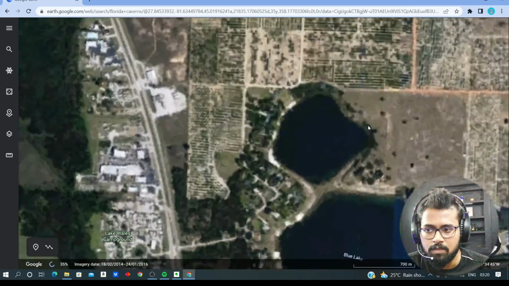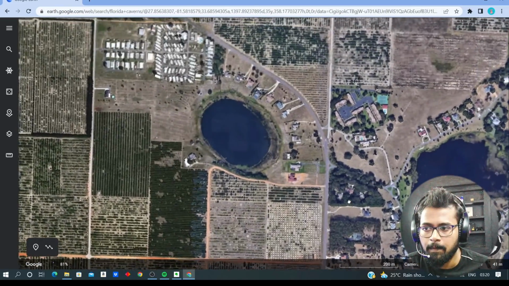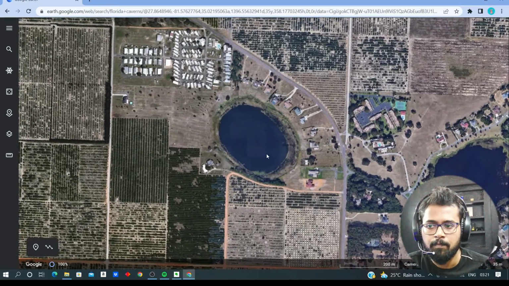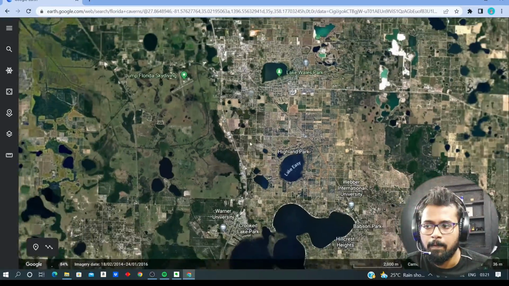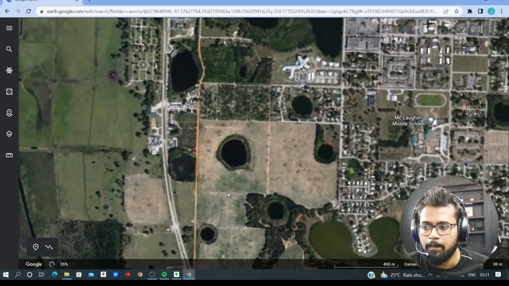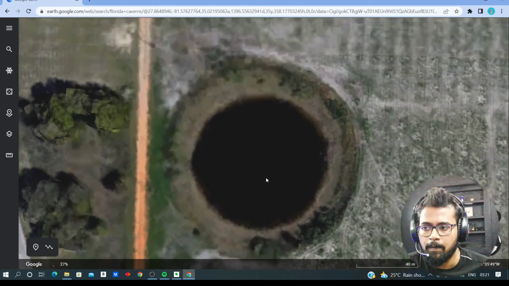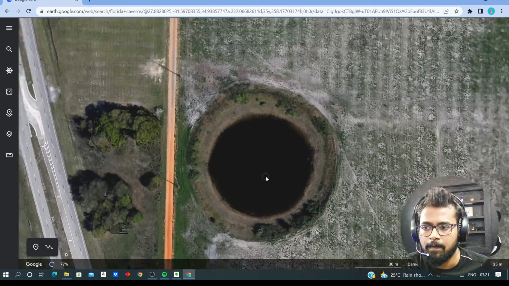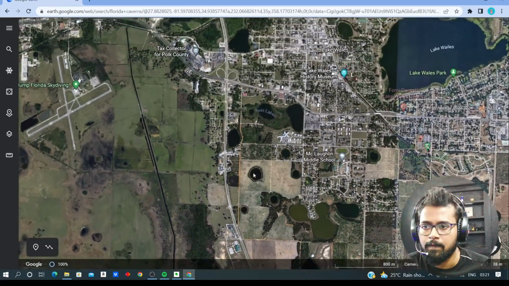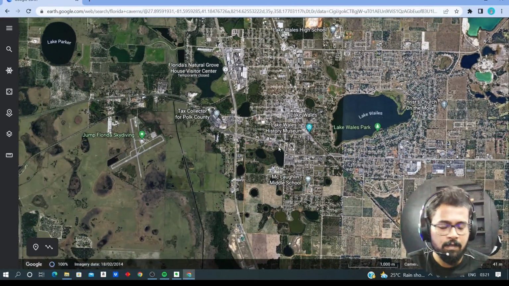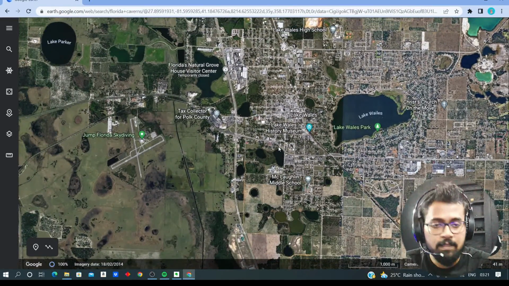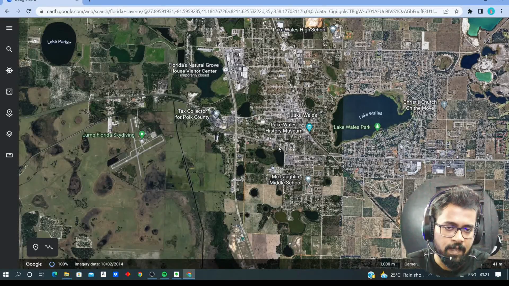Here is the small ones. Okay, these are small ones. These are small ones, right? It's beautiful, but at the same time it's very dangerous as well.